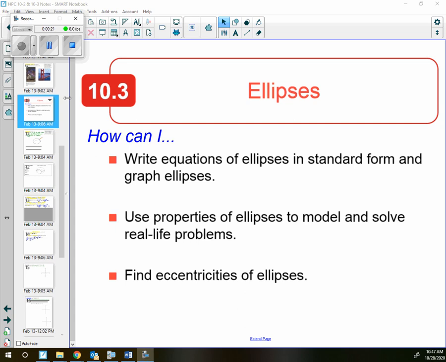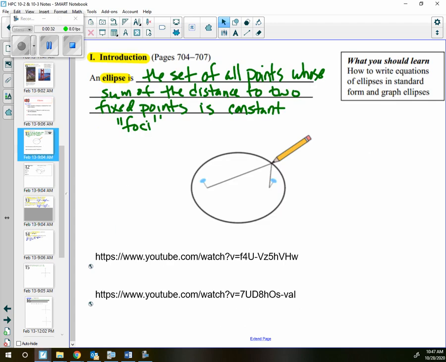So where are some of the places that you would maybe see something like an ellipse? And we are actually not going to talk about eccentricities for this year. We're just going to get the brief overview stuff. Basically, an ellipse is the set of all points where the sum of the distances to two fixed points is constant, called the foci. In this little picture, those two little tacks are at the focus points.